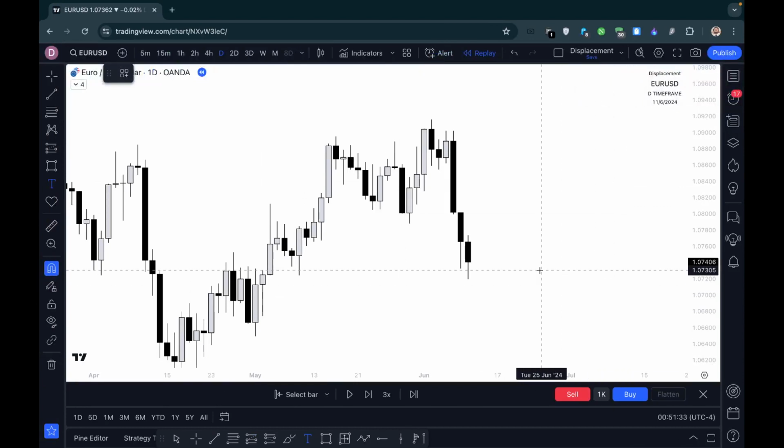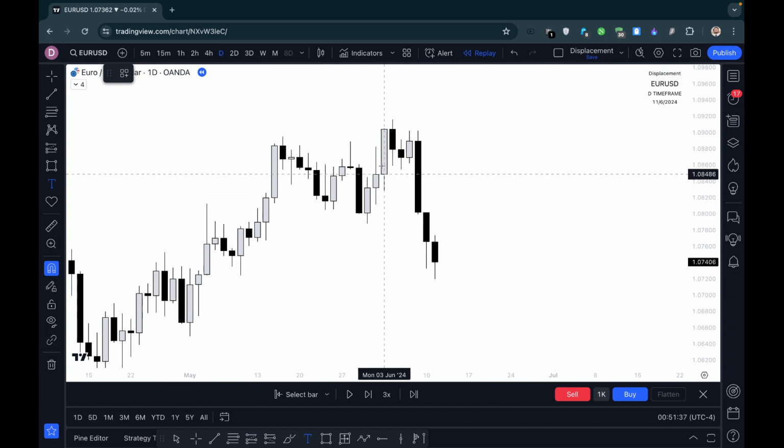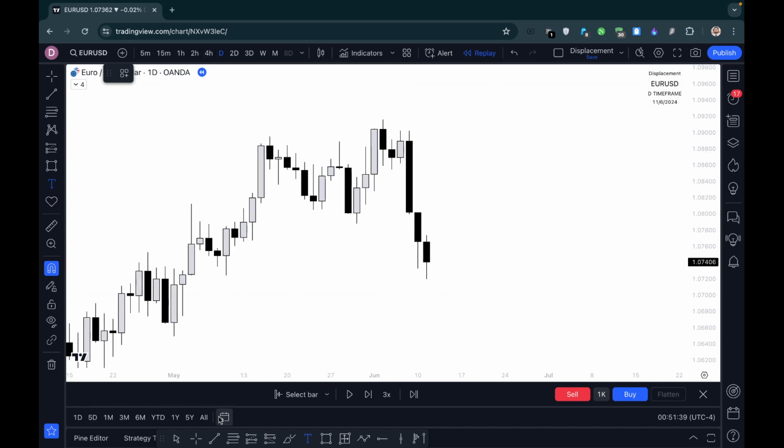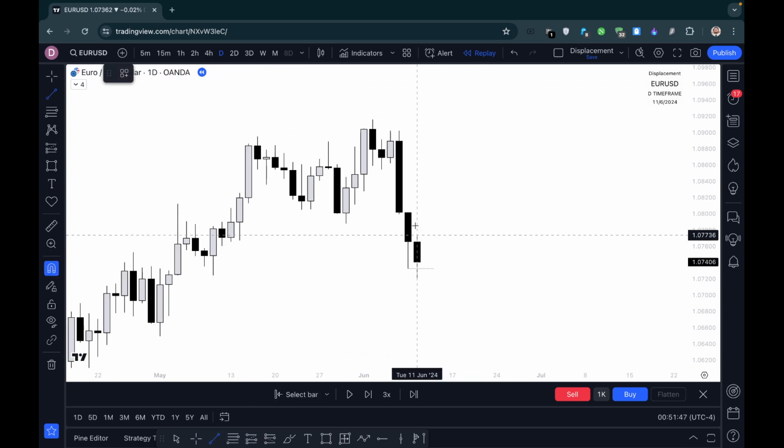So there is a stat which I'm going to say right now, that in Euro USD, in daily time frame, if price fails to close below the next daily candle, then the drawn liquidity becomes that candle high, right? So this becomes our drawn liquidity.